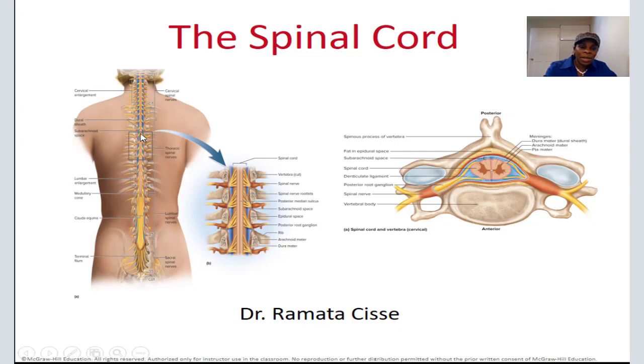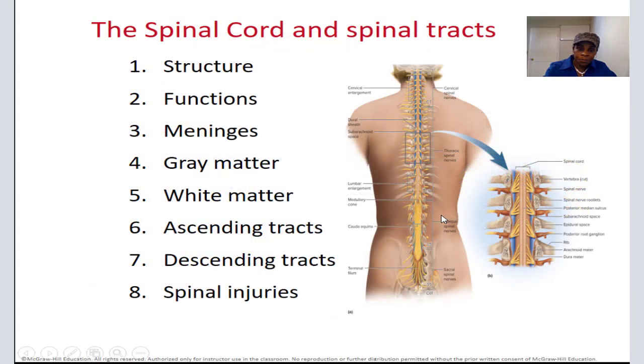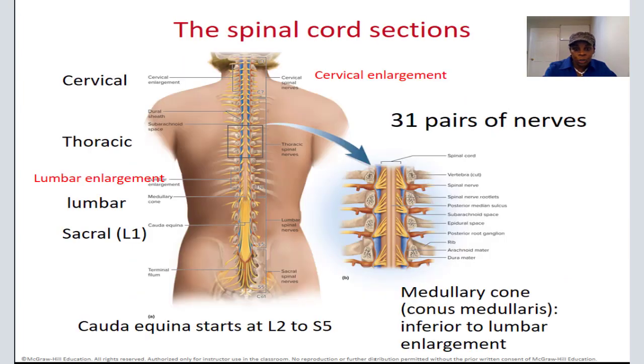On the left, you see the spinal cord. On the right, you see the transverse cut of the spinal cord. The questions are: what is the structure of the spinal cord? What is the function? What are meninges? What is the gray and white matter? What are the ascending and descending tracts or spinal injury?